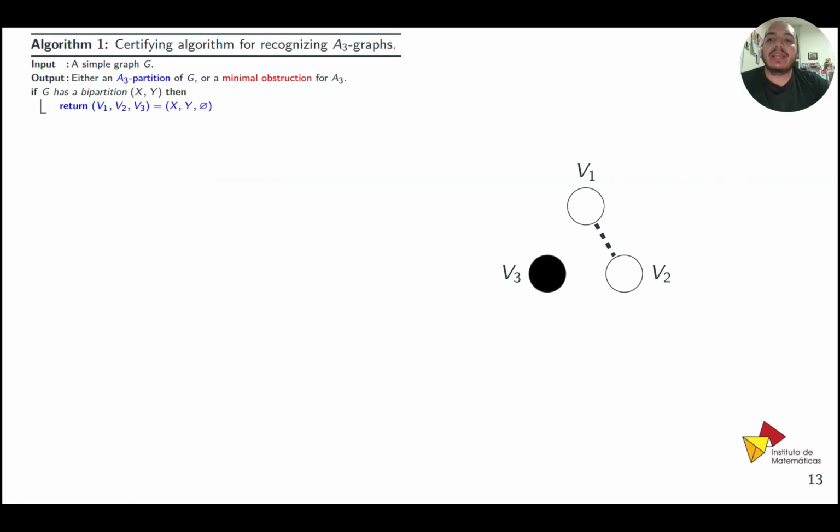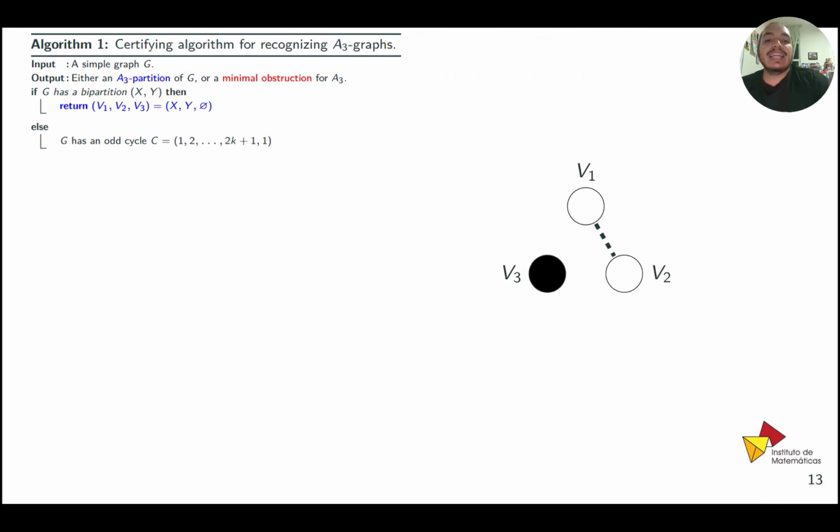It starts checking whether the graph is bipartite or not. Because if the graph is bipartite, we can simply consider the partition taking the bipartite parts as parts B1 and B2 and just taking the empty set as the part B3, the clique. And that's an A3 partition of this graph. So if the graph itself is bipartite, we are done. We have an A3 partition.